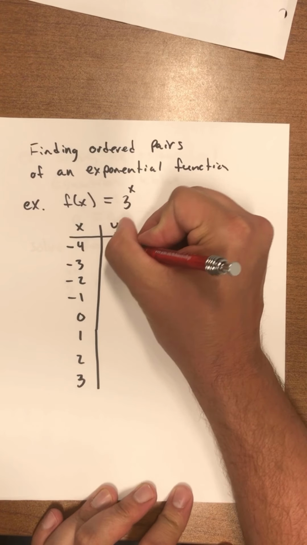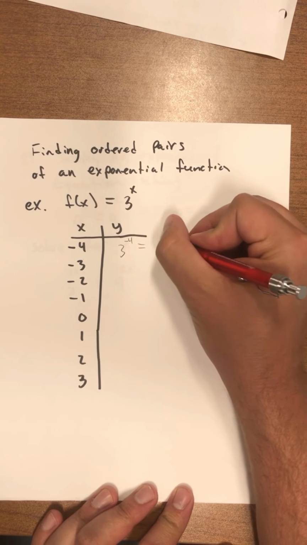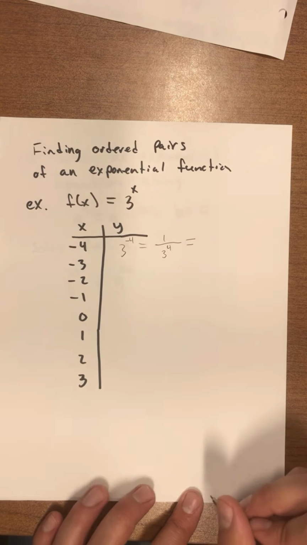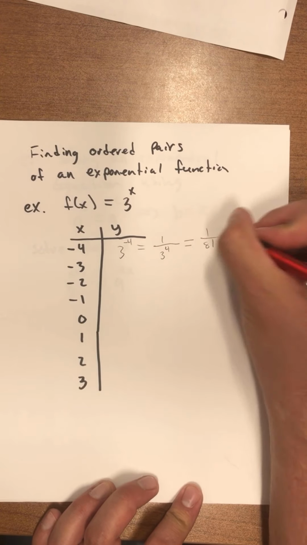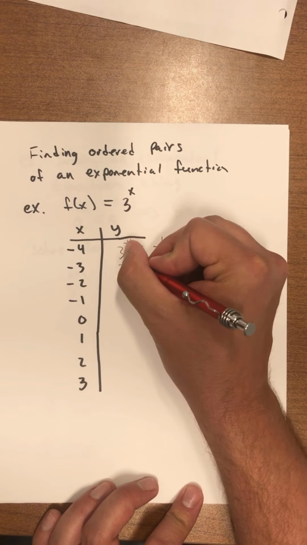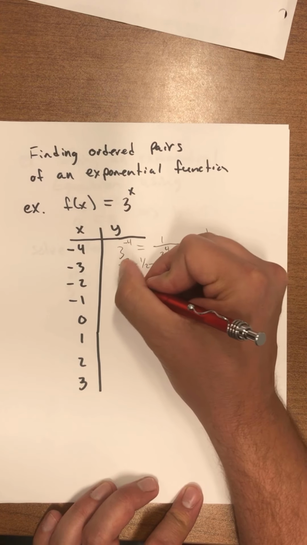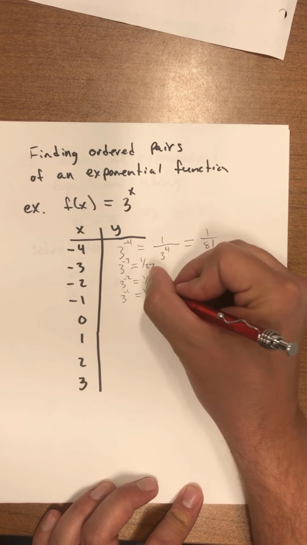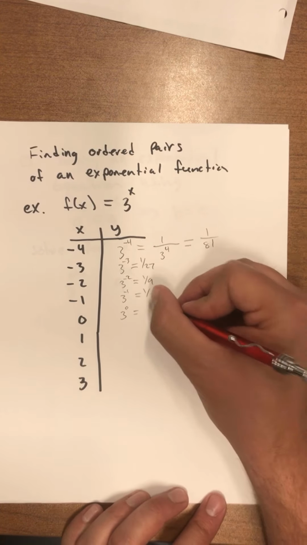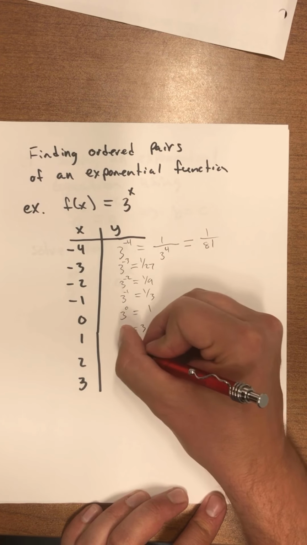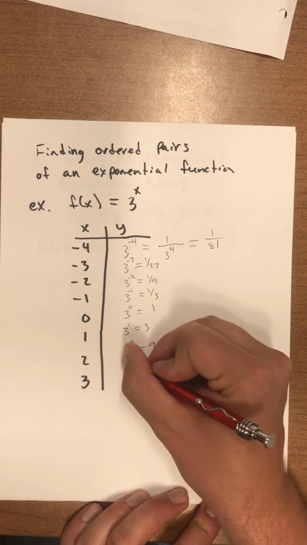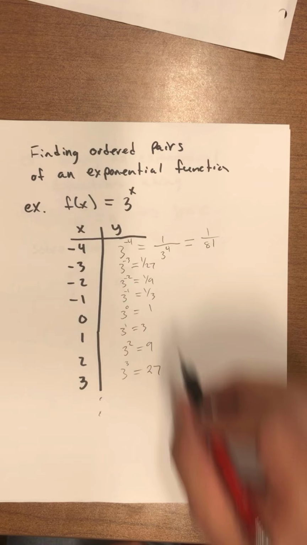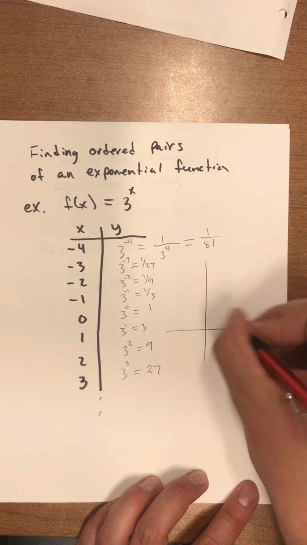Here's 3 to the x. 3 to the negative 4th is the same thing as saying 1 over 3 to the 4th, which is 1 over 81. 3 to the negative 3rd is 1 over 27. 3 to the negative 2nd is 1/9. 3 to the negative 1st is 1/3. 3 to 0 is 1. Then we have 3 to the 1st, 3 to the 2nd, 3 to the 3rd, and so on and so forth. So we could plot all of these on the graph.